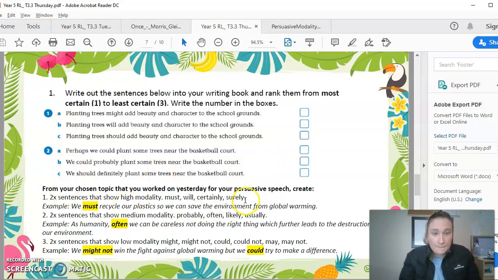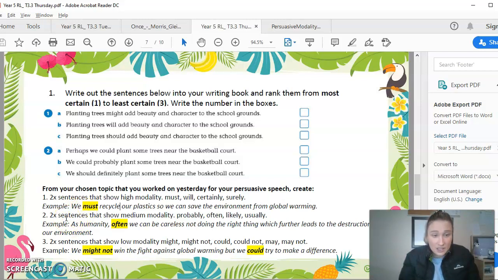Then what you're going to do is from your chosen topic, so you might have chosen the topic of should students have to repeat year 5 next year because we've been remote learning, okay? That might be your topic. What you will then do is write 2 sentences showing high modality words, okay? An example we have given you is we must recycle our plastic so we can save the environment from global warming, okay? You see how that's persuading you, okay?